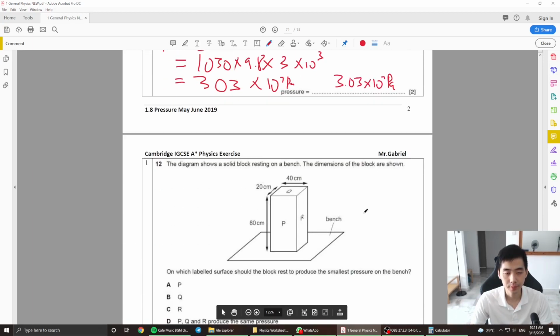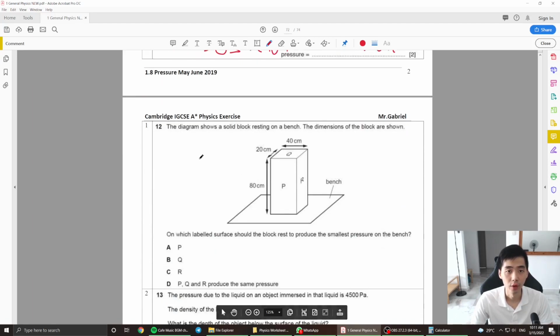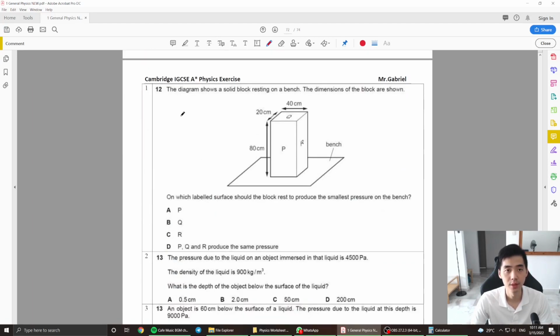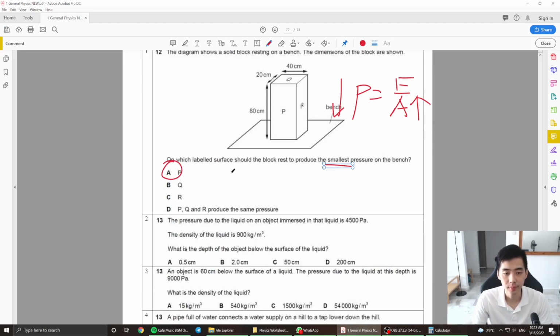Alright, then moving on to the final exercises. The diagram shows a solid block resting on a bench. The dimensions of the block are shown. On which labeled surface should the block rest to produce the smallest pressure? Pressure is equal to force over area. In order to have the smallest pressure, I need to have the greatest area, right? So looking at this, logically speaking, obviously P should have the greatest area here, right?